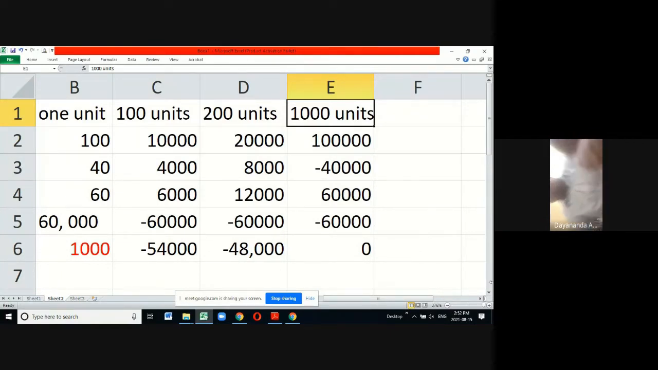Okay, that is the idea. So what I want to communicate to you is that under 1,000 units, profit is 0, which is your break-even point. So we call it 1,000 units. To make your business profit or no loss per month, you have to sell 1,000 units.